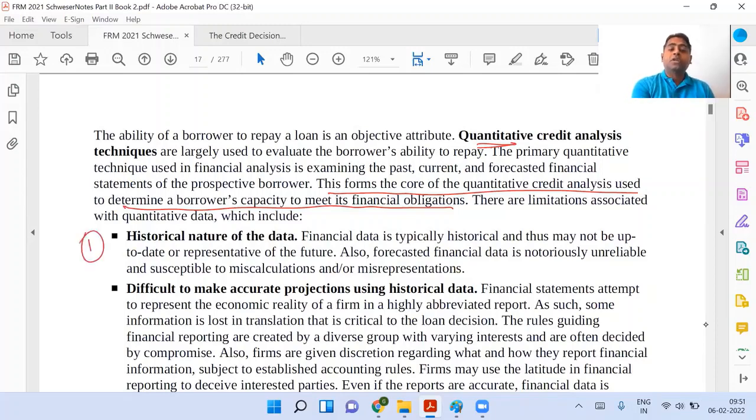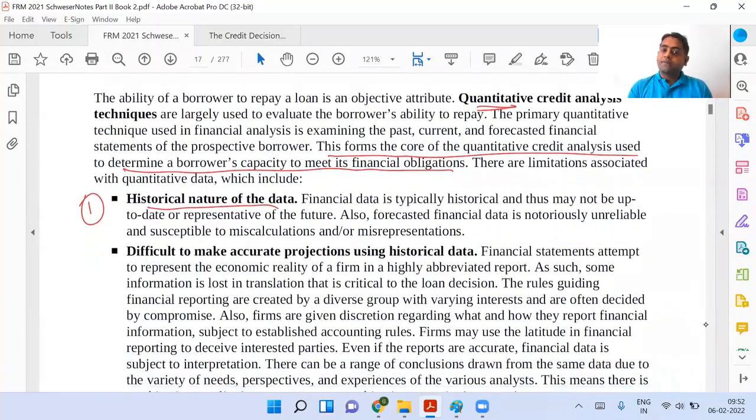The first is the historical nature of the data. Suppose I'm looking at the balance sheet, which is reported on 31st of March, but today we are standing in the month of October. Then whatever data I have is very far in the history, and that might not give you the current picture. That can lead to miscalculation or misunderstanding of the true risk of the borrower. If the data is historical in nature, very far away from today, then your ability to take decisions also gets reduced. That is the first point.